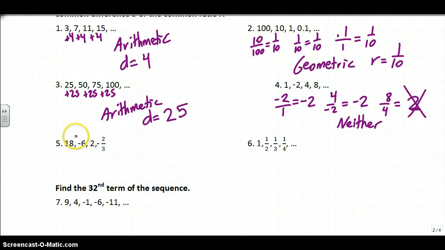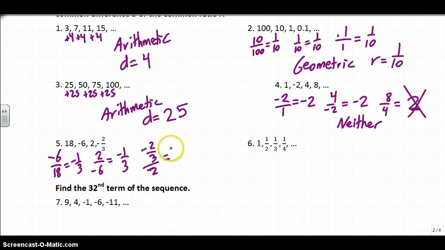Number 5, let's see. To get from 18 to negative 6, you would have to subtract, what, 24? But to get from negative 6 to 2, you'd have to add 8, so there's no way it's arithmetic. Probably as evidenced by the fraction. Let's try geometric. Negative 6 over 18 is negative 1/3. 2 over negative 6 is negative 1/3. Negative 2/3 divided by 2, a quick check on your calculator should tell you it's negative 1/3 as well. So yes, this is geometric. You're multiplying by negative 1/3 every time.